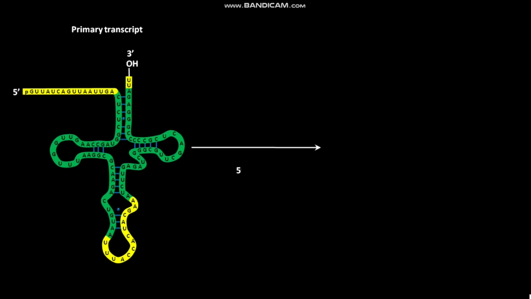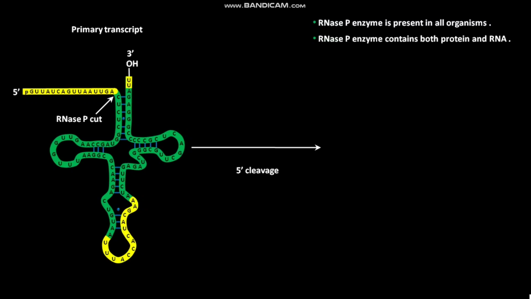At first, the 5' end of the primary transcript undergoes cleavage. During the cleavage of the 5' end, an endonuclease called RNase P makes a cut in the primary transcript. RNase P enzyme is present in all organisms. RNase P enzyme contains both protein and RNA. The RNA component is essential for the activity of RNase P.